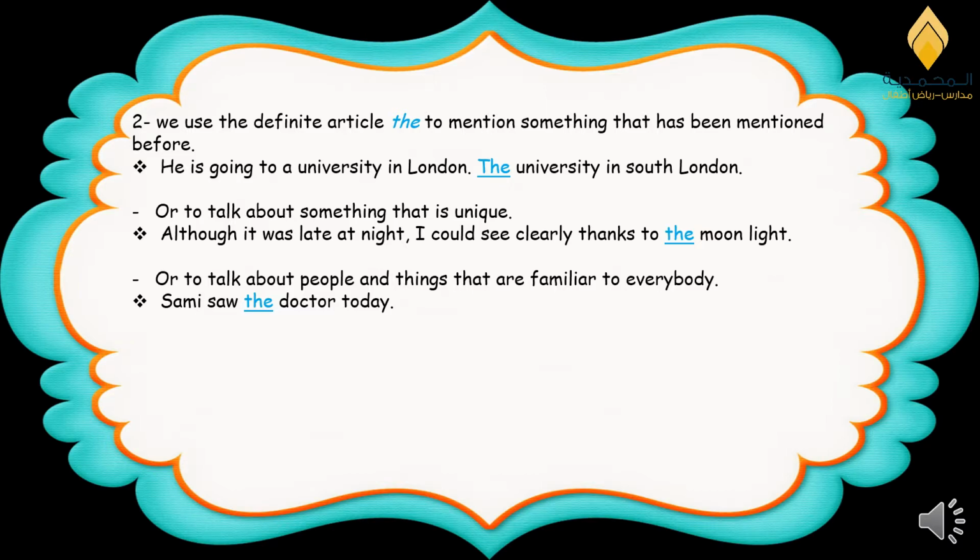And we use the definite article the to talk about people and things that are familiar to everybody. Look at this example. Sammy saw the doctor today. Why here did I use the? Because everybody around me, I'm telling them about Sammy's doctor. They already know Sammy's doctor. Okay? This doctor is familiar to them. So when I say the doctor, they know which doctor I mean.